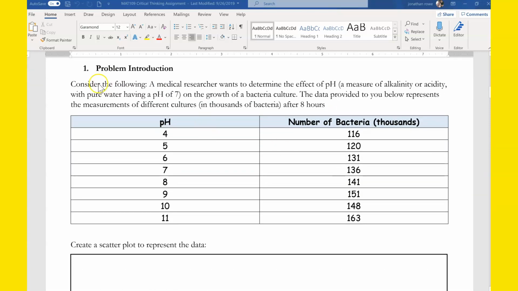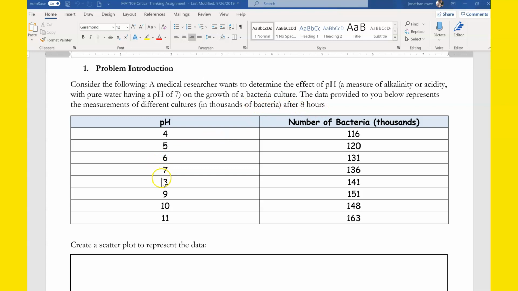All right. Number 1, problem introduction. Consider the following. A medical researcher wants to determine the effect of pH, a measure of alkalinity or acidity, with pure water having a pH of 7, on the growth of bacteria culture. The data provided to you below represents the measurements of different cultures in thousands of bacteria after 8 hours.